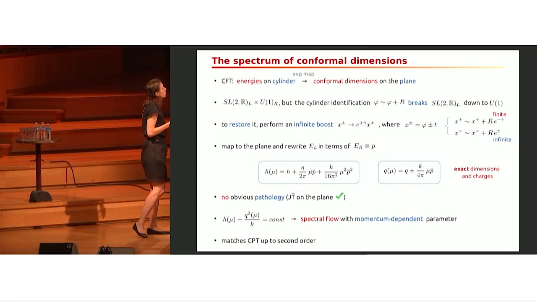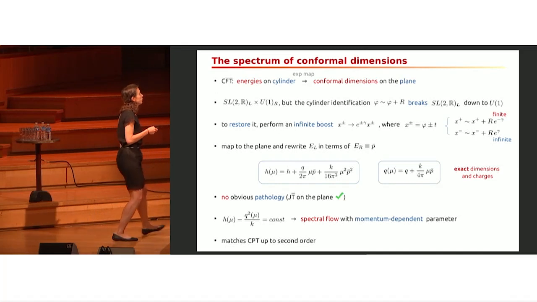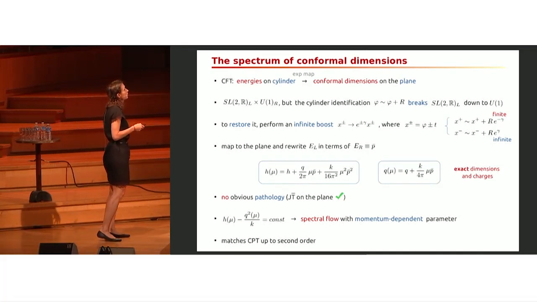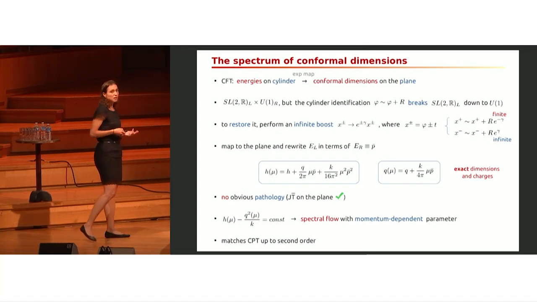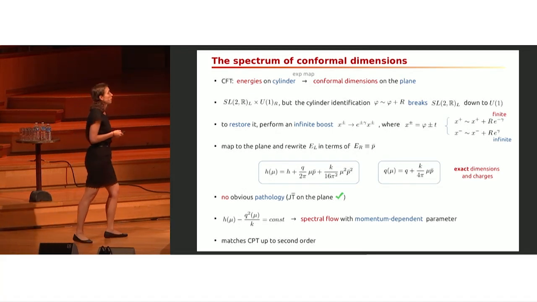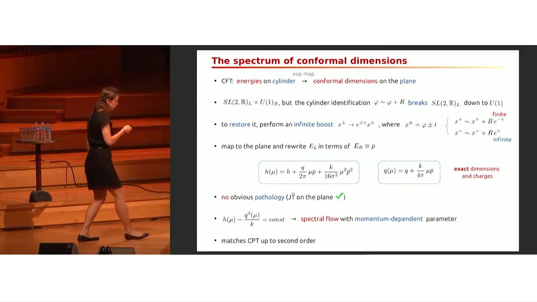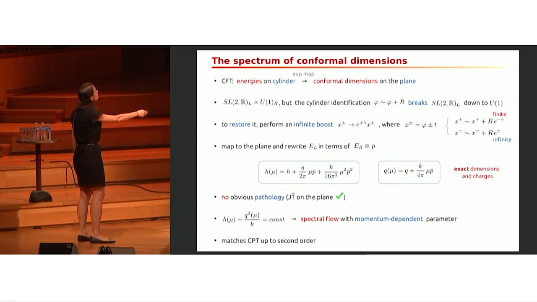And another cute thing about this formula is that it looks like spectral flow. So if I do h minus q squared over k, it's constant, it's p bar independent. So this looks a bit like spectral flow with momentum dependent parameter, which might have an interesting interpretation that I don't know so far.